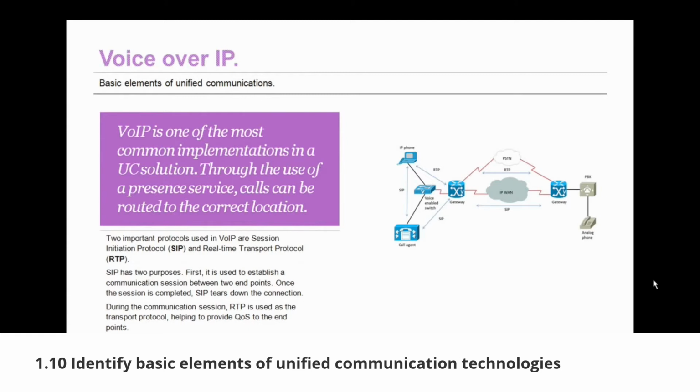VoIP is one of the most common implementations in a unified communications solution. Through the use of a presence service, calls can be routed to the correct location for where the user is at. Two important protocols used in voice over IP are Session Initiation Protocol, SIP, and Real-Time Transport Protocol, RTP. SIP has two purposes. First, it is used to establish a communication session between two endpoints. The other purpose is that once the session is completed, SIP tears down that connection between the two endpoints.